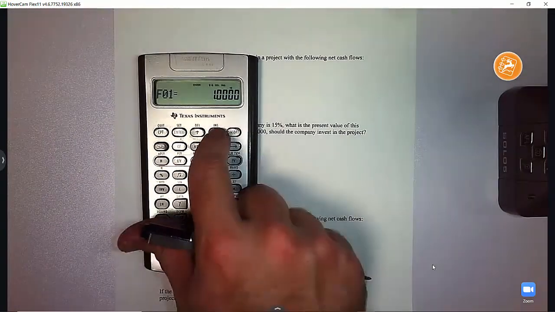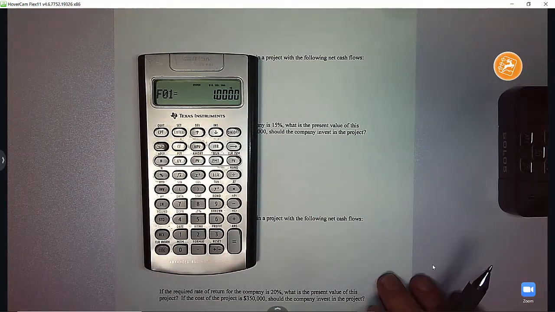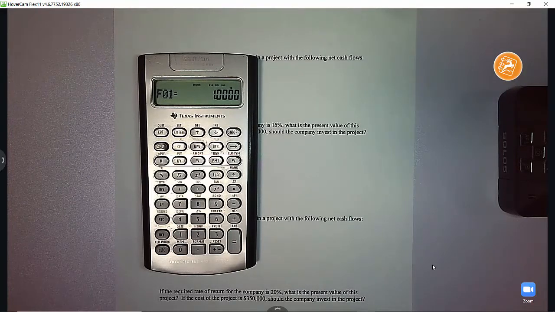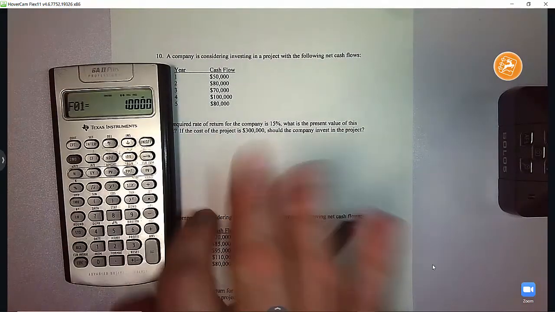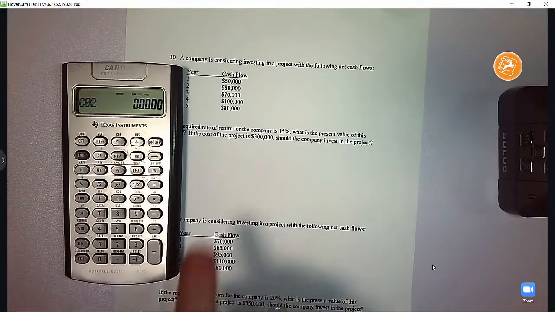This next, I press the down arrow. It says F01. So F01 means the frequency of that first cash flow. This is nice to use if you have multiple years with the same cash flow. So let's say you've got 5 years where the cash flow is $50,000. Instead of typing in $50,000 5 times, you could just put 5 here. In this instance, though, we only have one cash flow of $50,000. So I'm going to press the down arrow, just leave that alone.